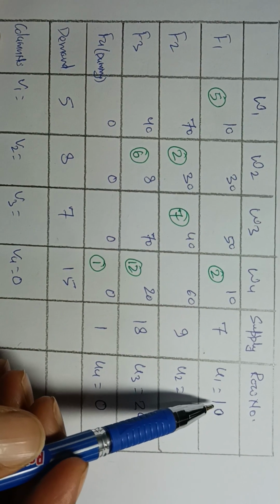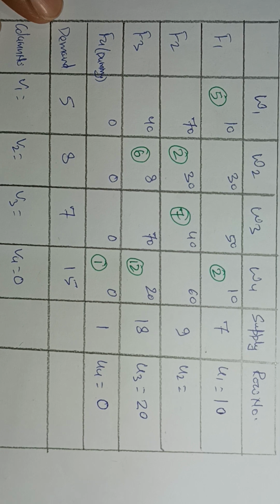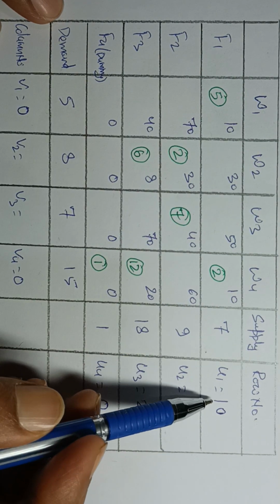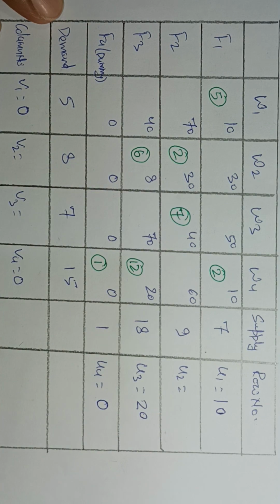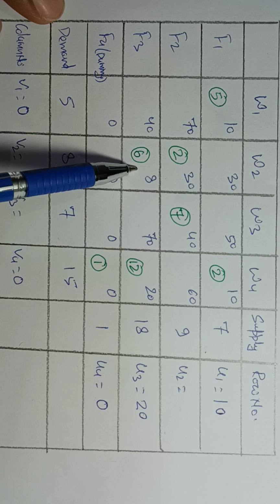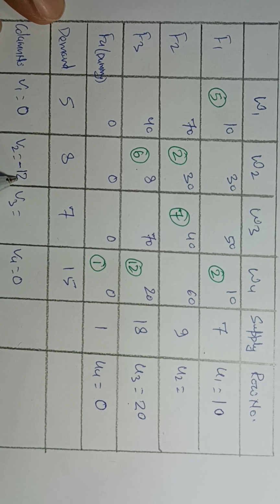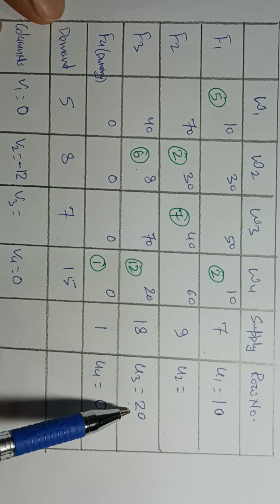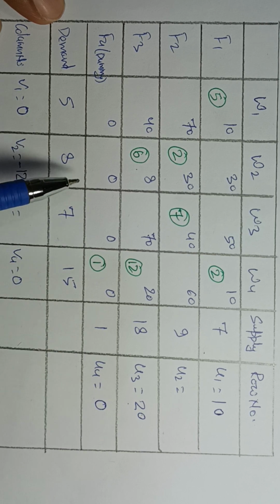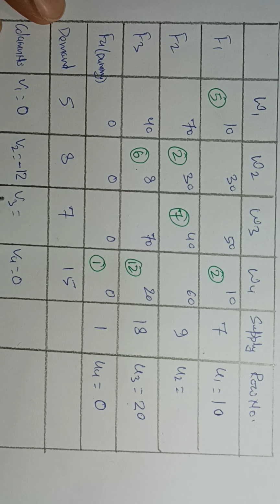We can calculate with the help of this occupied cell the value of v1. c equal to u plus v, so u1 is 10, so the value of v1 will become 0. With the help of this cell you can calculate the value of v2, so v2 will become minus 12. See here, 8 equal to u3 20 plus v2, so 20 will come to the left side, so 8 minus 20 will become minus 12.